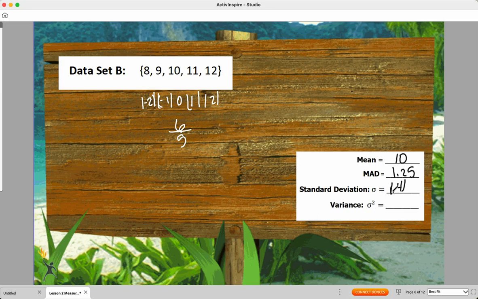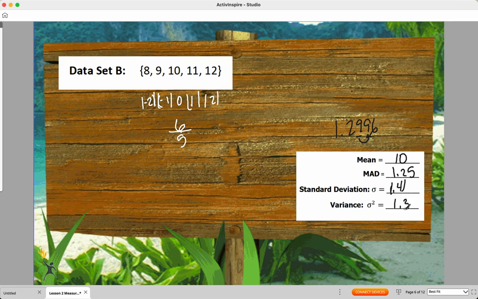And we square that. This is what I really get: 1.2996. And I'm going to go ahead and round to the nearest whole number. So I'm going to come back here and go, oh, okay, it's really 1.3.